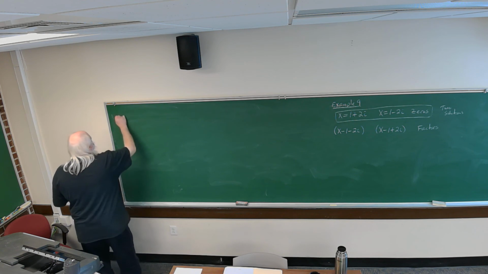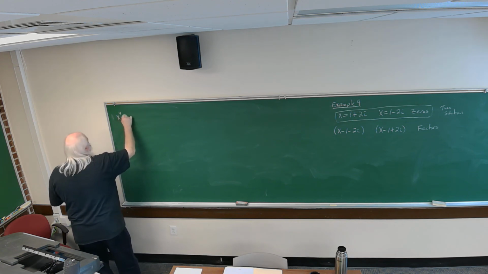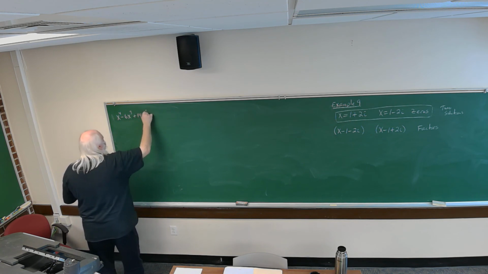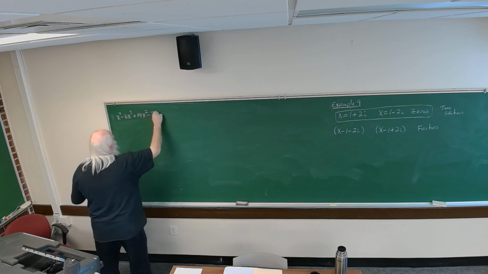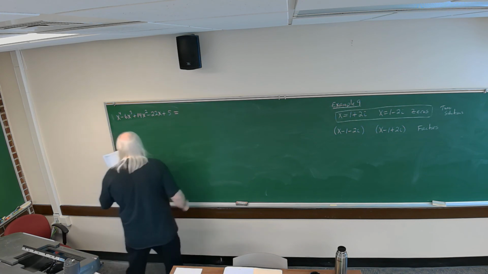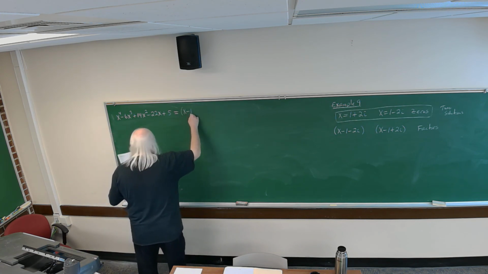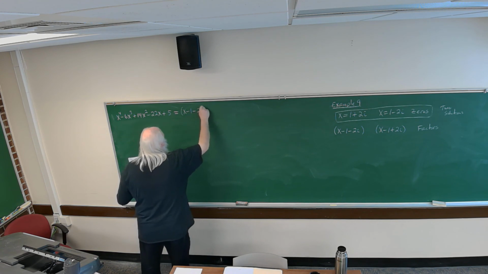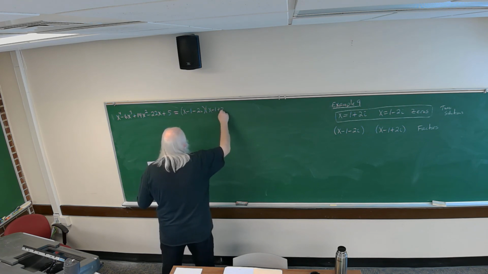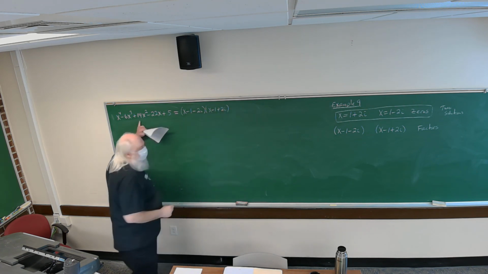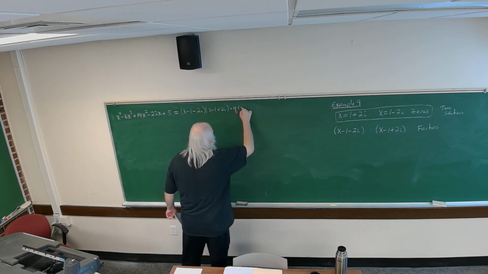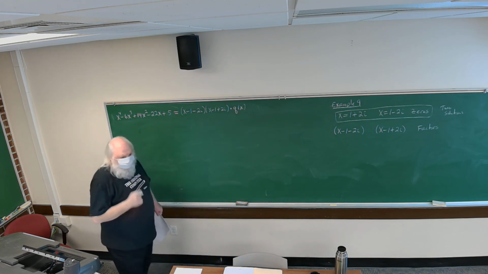So our fourth degree polynomial, x to the fourth minus 6x cubed plus 14x squared minus 22x plus 5, is equal to the factor x minus 1 minus 2i times x minus 1 plus 2i, right? Those are two factors of this fourth degree polynomial, times some unknown quotient q of x. Okay.